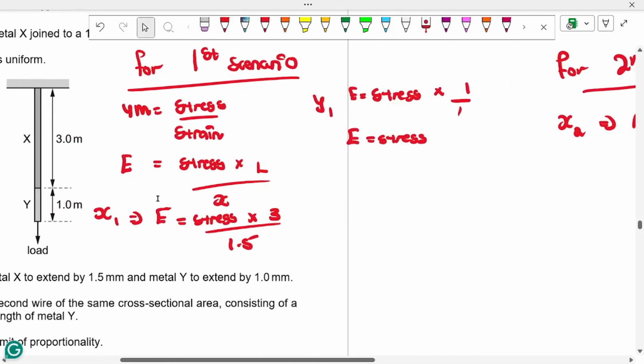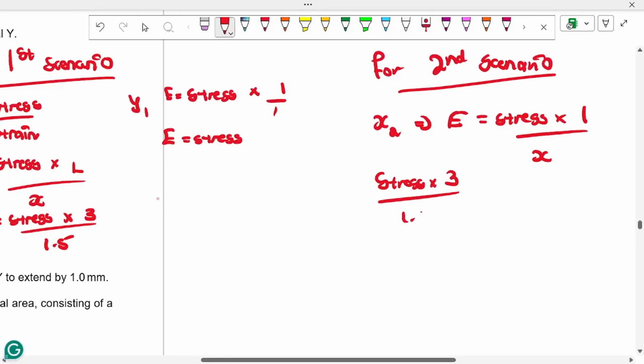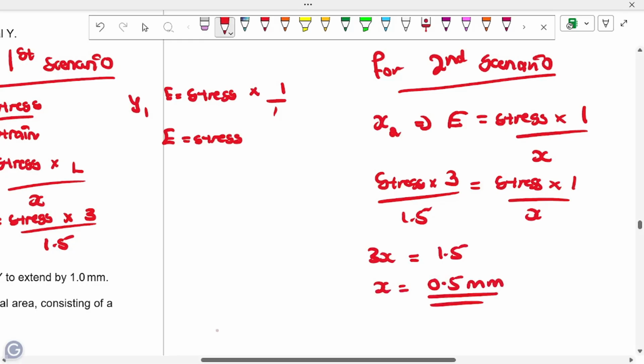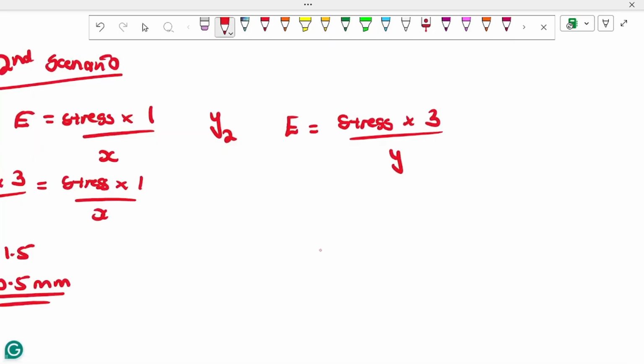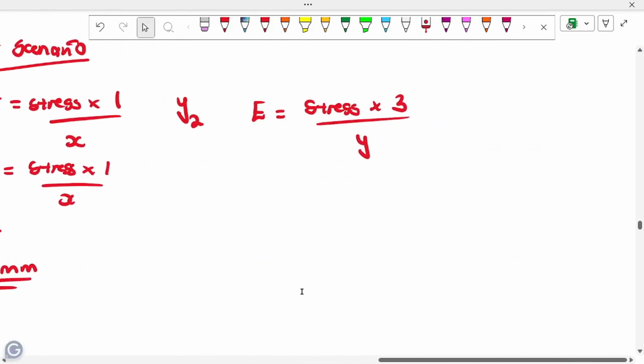But I know the value of E. For X, E is stress times 3 over 1.5. So I can say stress times 3 over 1.5 is equal to stress times 1 over X. Multiply that, 3X will be equal to 1.5. So X will be equal to 0.5 millimeters. That's the extension for X, right? And if I want to find the extension for Y, I know that E is just stress.